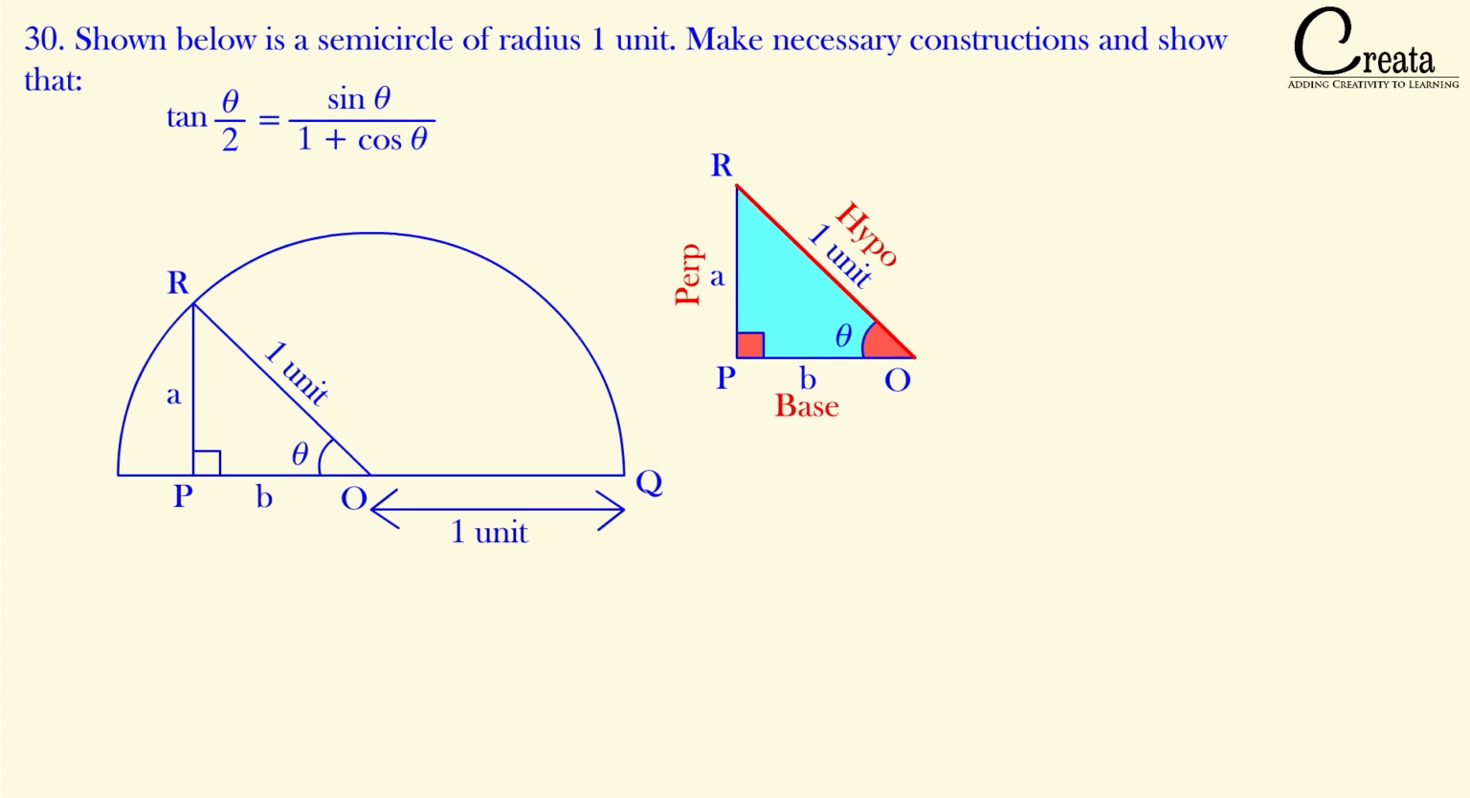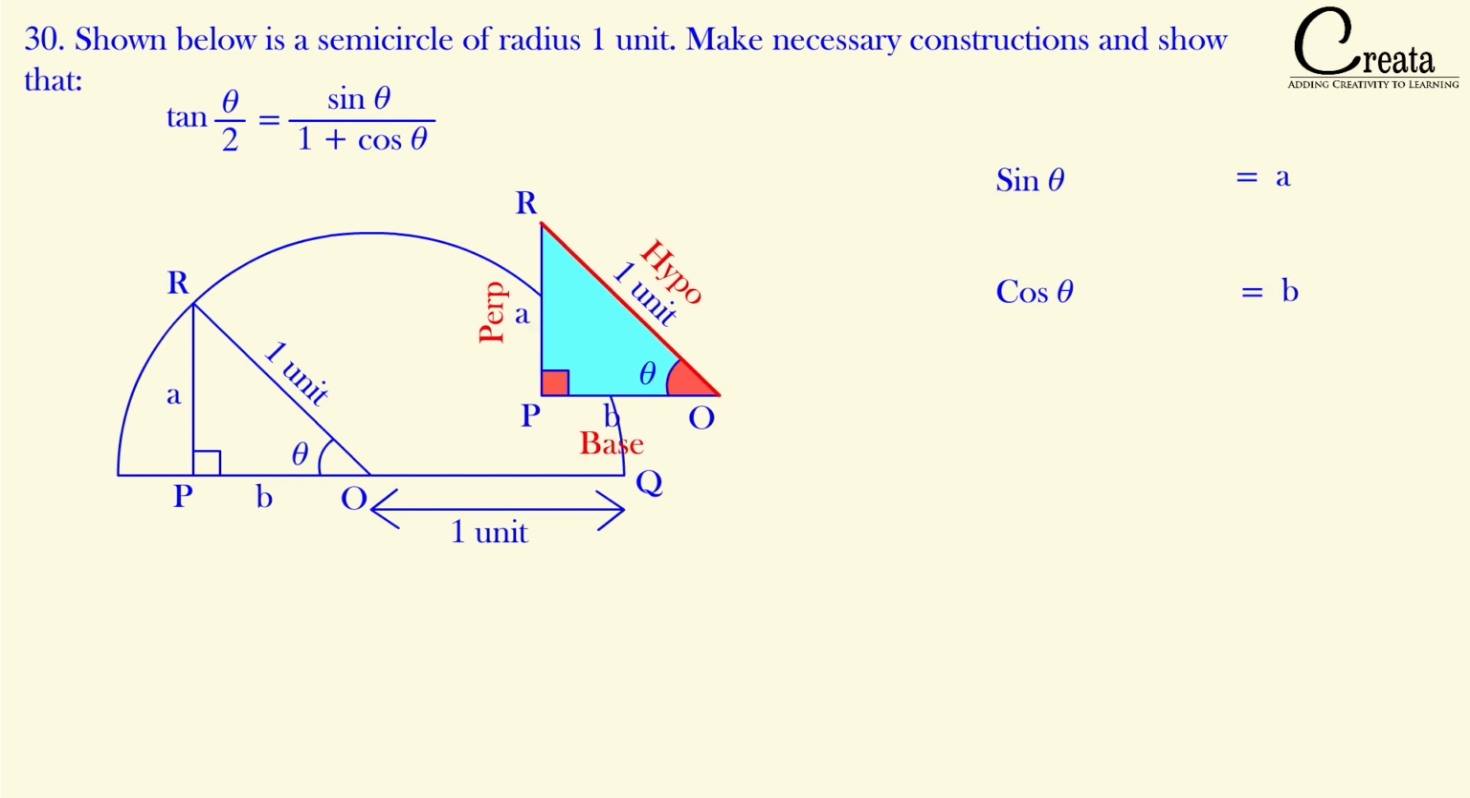So let's proceed. Let's find sin theta and cos theta as demanded in the question. What is sin theta? Sin theta is perpendicular upon hypotenuse. Perpendicular is A and hypotenuse is 1. We got the value of sin theta as A. Further, let's find the value of cos theta. Cos theta is base upon hypotenuse. Base is B and hypotenuse is 1. We got cos theta as B. So sin theta is A and cos theta is B.